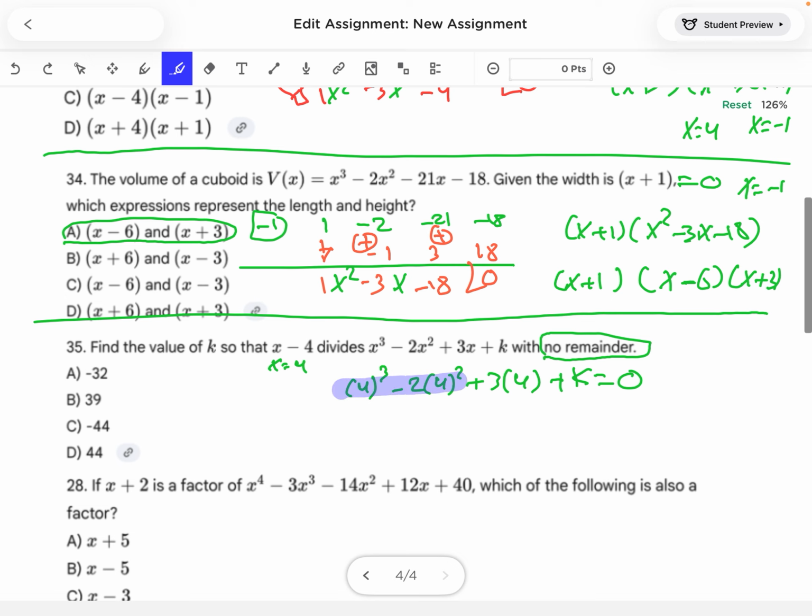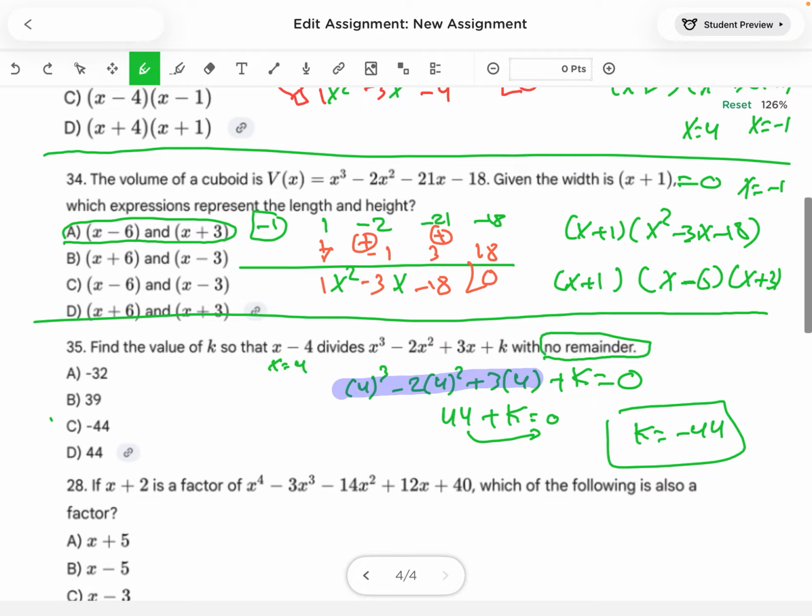All this on our calculator, I think it becomes 44. So 44 plus k equal to 0. Send the 44 to the other side, so k will be negative 44. Well, the answer is B. The last question is similar to the questions above.